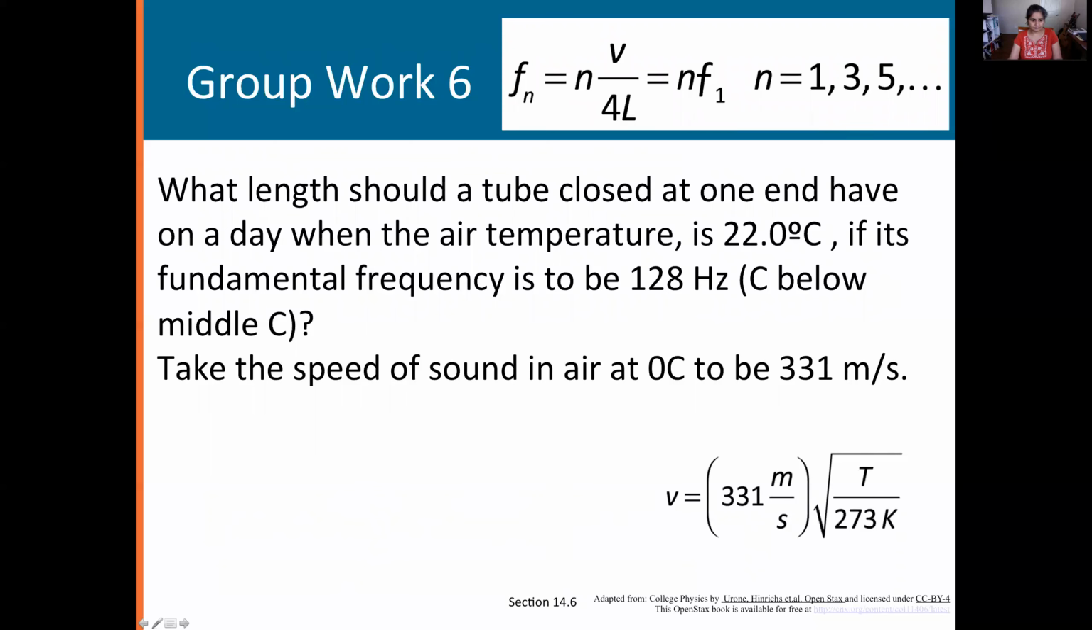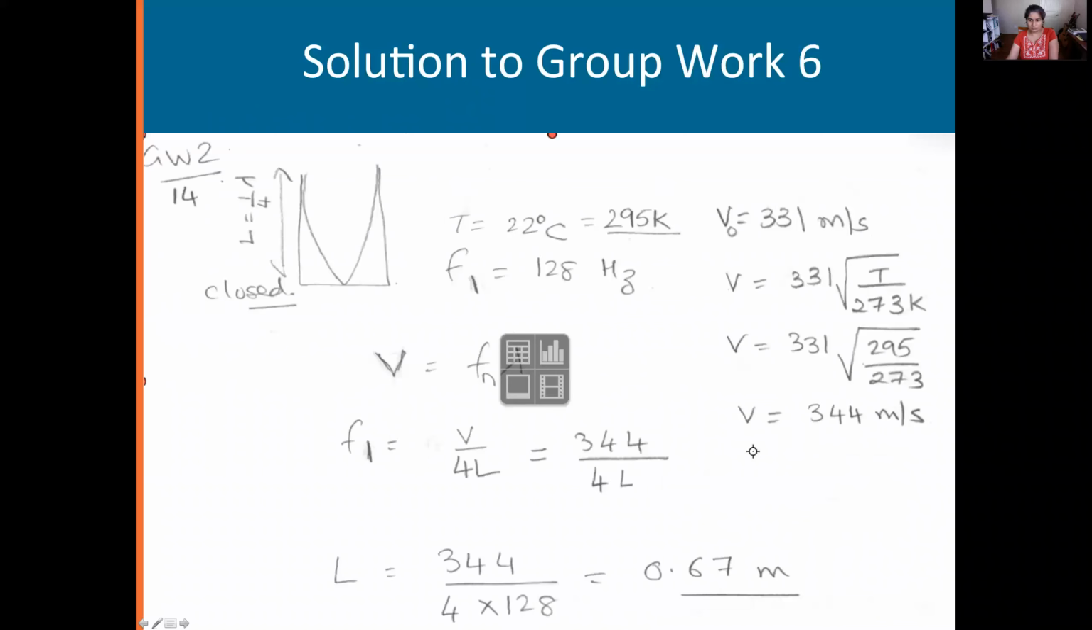Let's do a simple problem on this. What length should a tube closed at one end have on a day when the temperature is 22 degrees Celsius if its fundamental frequency is to be 128 Hertz? That's the C below middle C. Take the speed of sound in air at 0 degrees Celsius to be 331. The first thing you want to do is to find the velocity of sound, because you're going to need it in your formula, at that given temperature of 22. You're going to use this formula to find the velocity. It's going to be greater than 331. We did this before, so I'm not going to repeat this. You're going to find that velocity, and then plug it into this formula. You need to find L for Fn, the fundamental frequency, which is n equals 1, as 128. And then you can solve for L. If you do that, you should get L equals 0.67 meters.